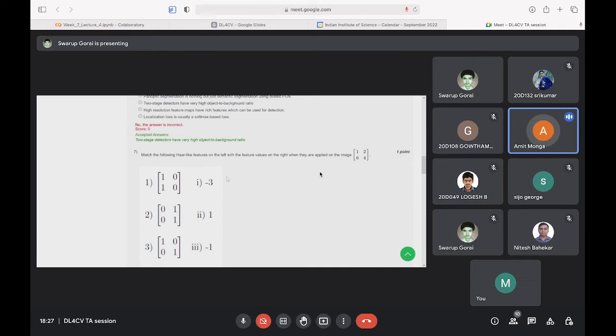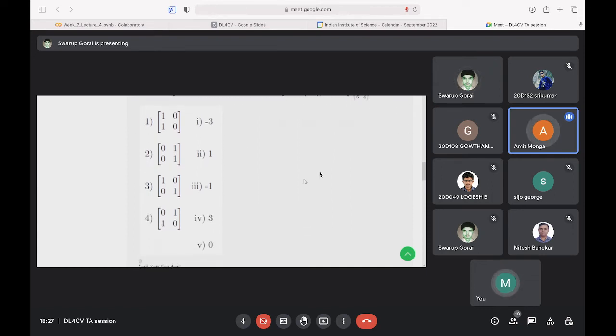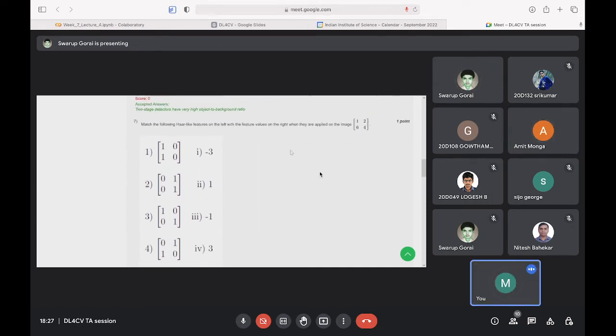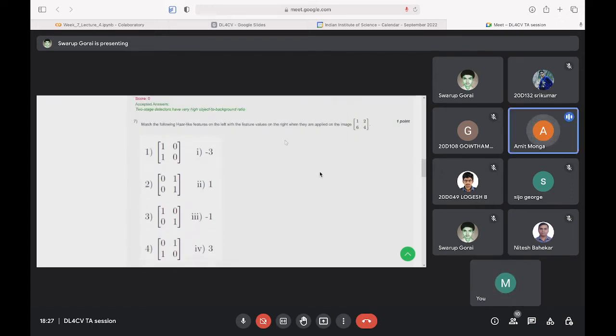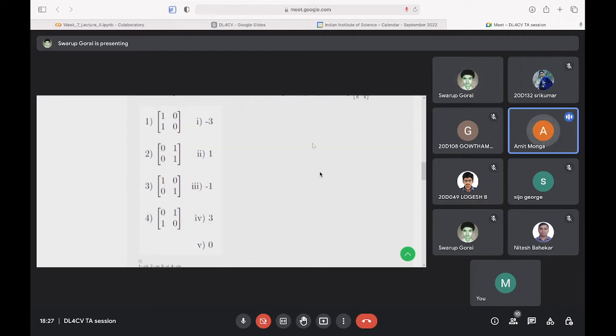The seventh question is very easy, sir. You just have to apply that filter on that image to get the output and match them. 6 plus 1 minus 4 plus 2 will be 1, because it covers the complete 1 and 6. So the 1 and 6 will be treated as the white part, and 2 and 4 will be treated as the black part. We add the white part and the black part and take the difference of both.